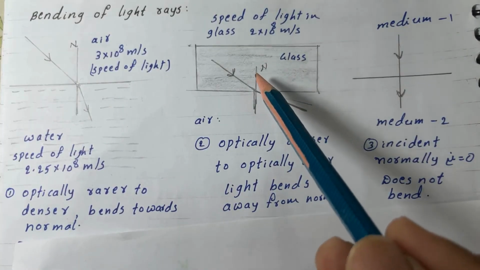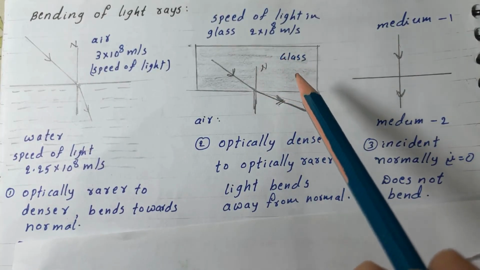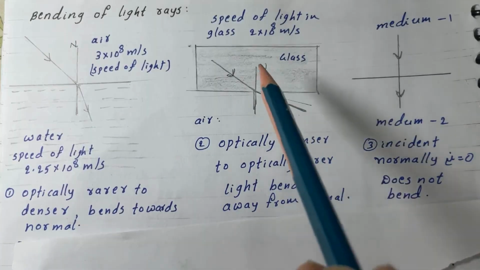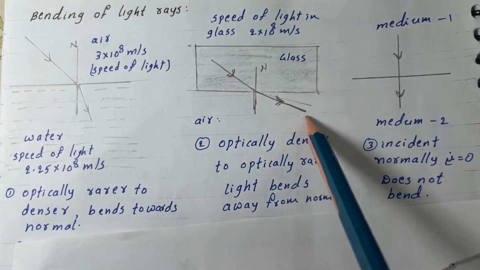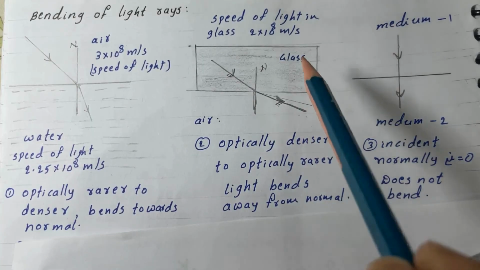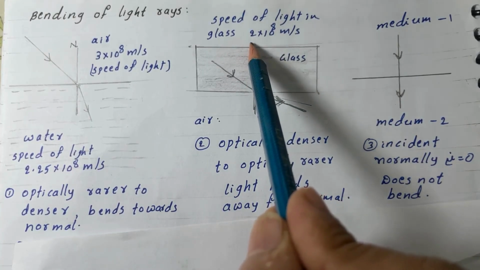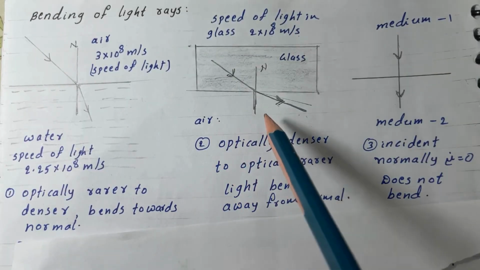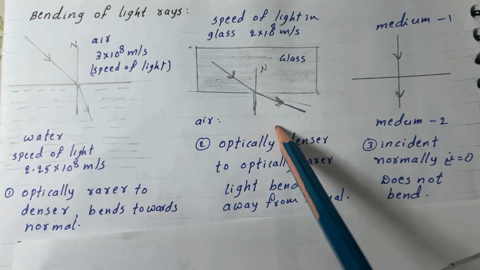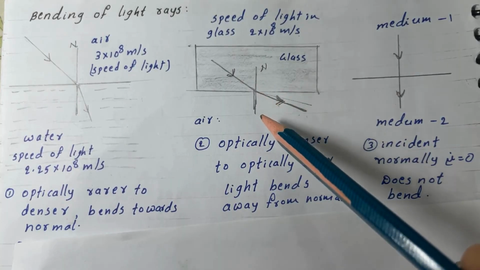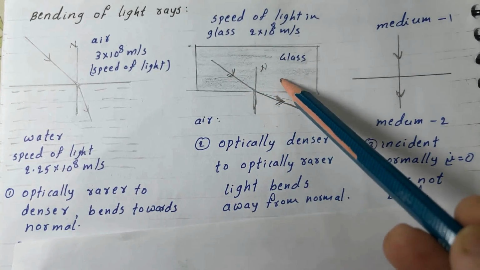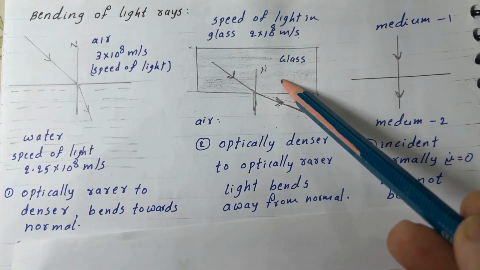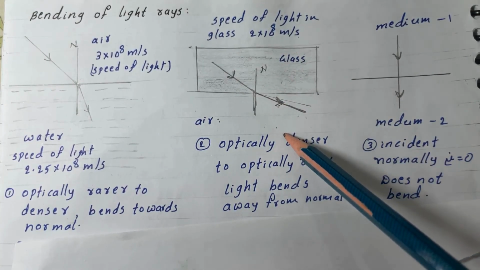Here we have another example. Now, light is traveling from glass to air. First, it is in the glass and it goes into the air. The velocity of light in glass is 2 into 10 power 8 meter per second, and in air we know that it is 3 into 10 power 8 meter per second. Here the velocity of light in air is more than that in glass. So glass is optically denser than air.